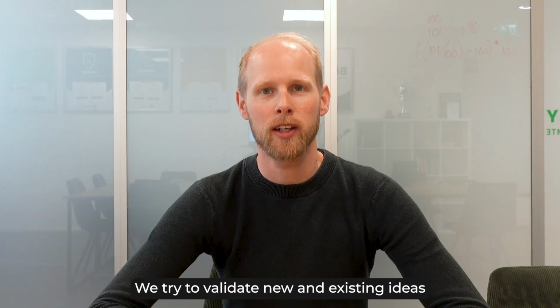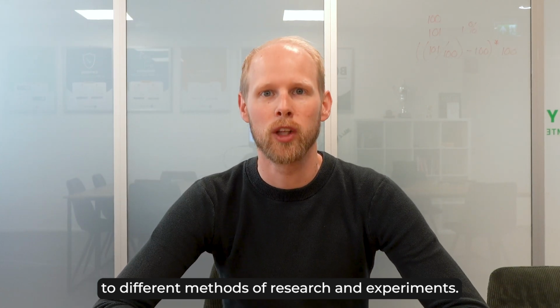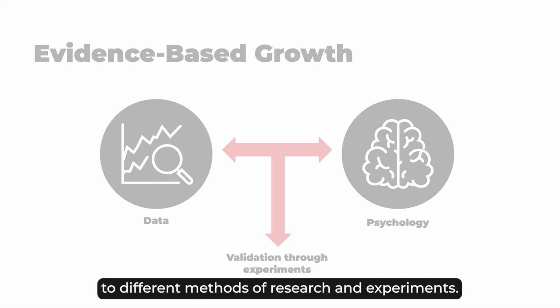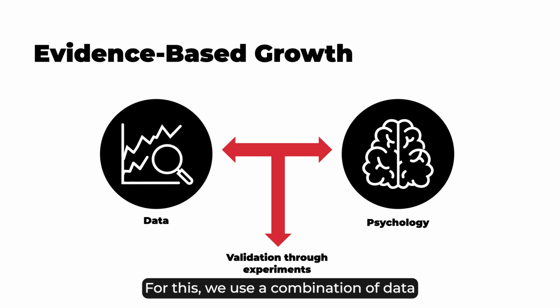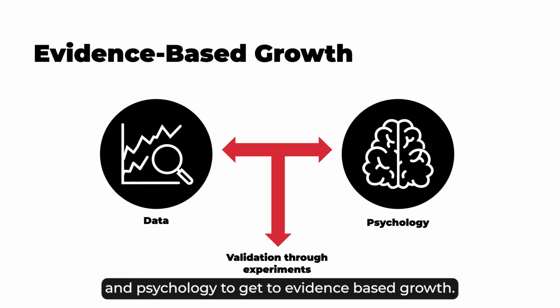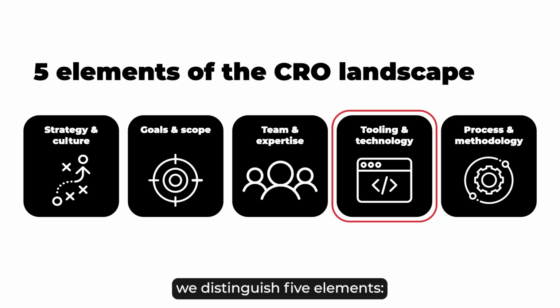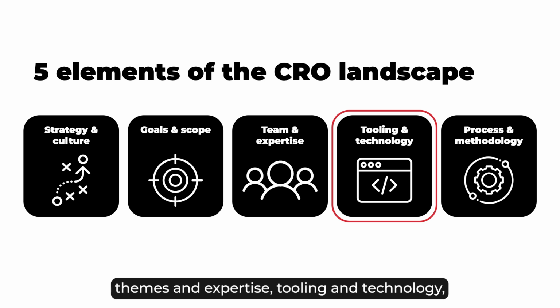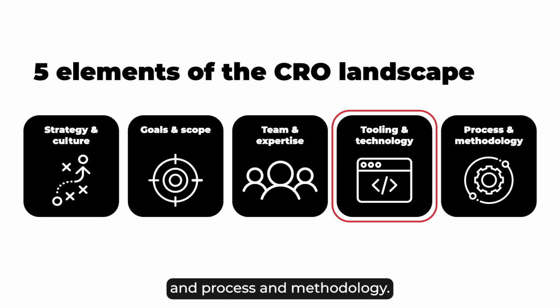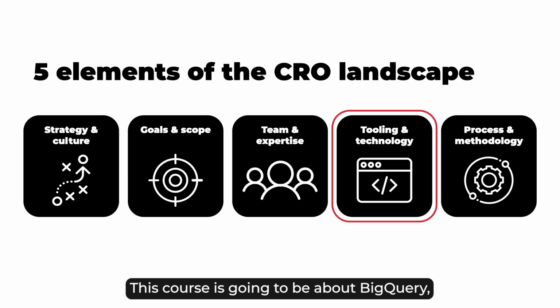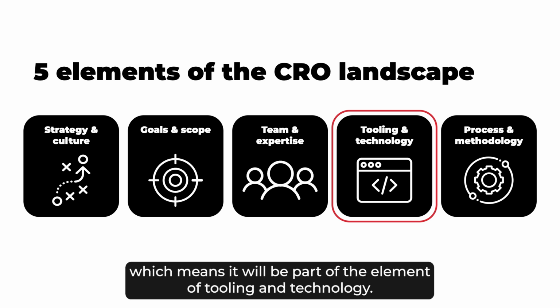We try to validate new and existing ideas through different methods of research and experiments. For this, we use a combination of data and psychology to get to evidence-based growth. Within the CRO landscape, we distinguish 5 elements: strategy and culture, goals and scope, teams and expertise, tooling and technology, and process and methodology. This course is going to be about BigQuery, which means it will be part of the element of tooling and technology.